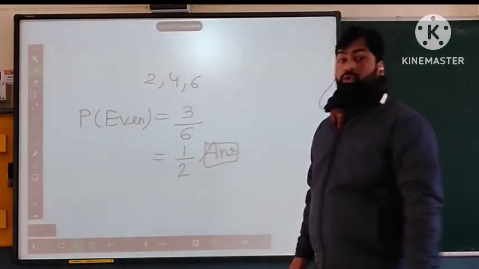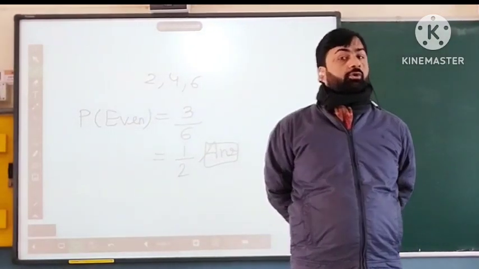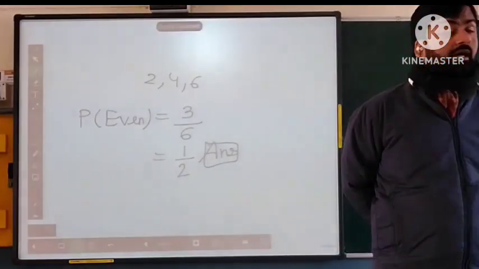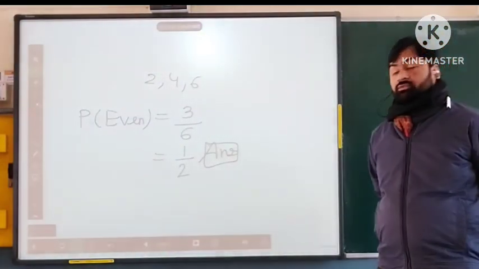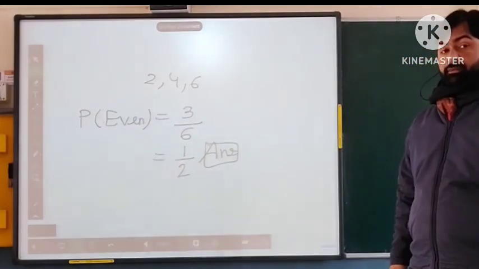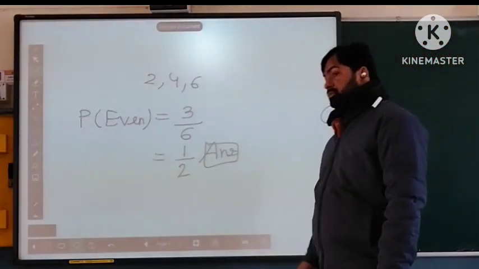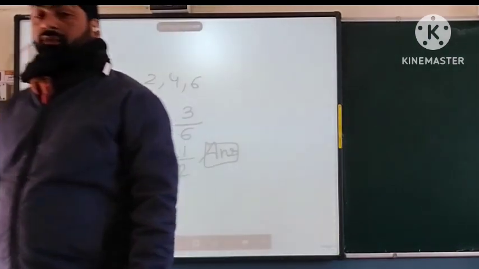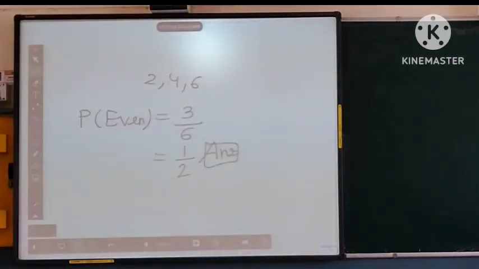Are you clear on how to take one probability? Probability is always a fraction, and that fraction, the numerator is what? The number of favorable outcomes. And the denominator is what? The total number of outcomes. Clear to all? Then a few more things.